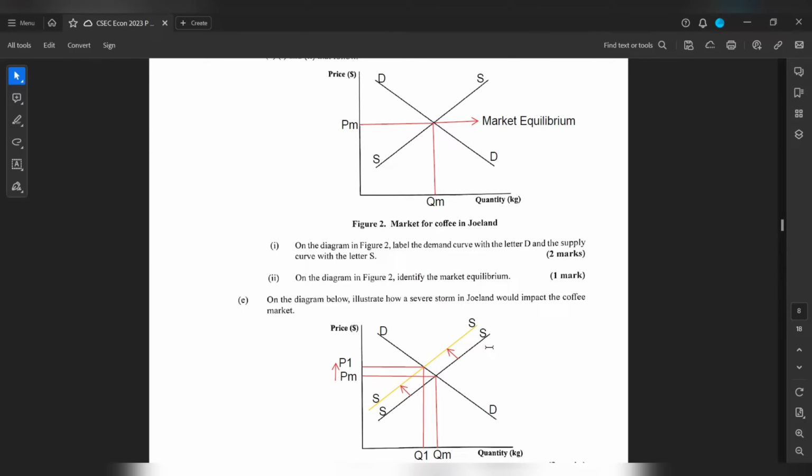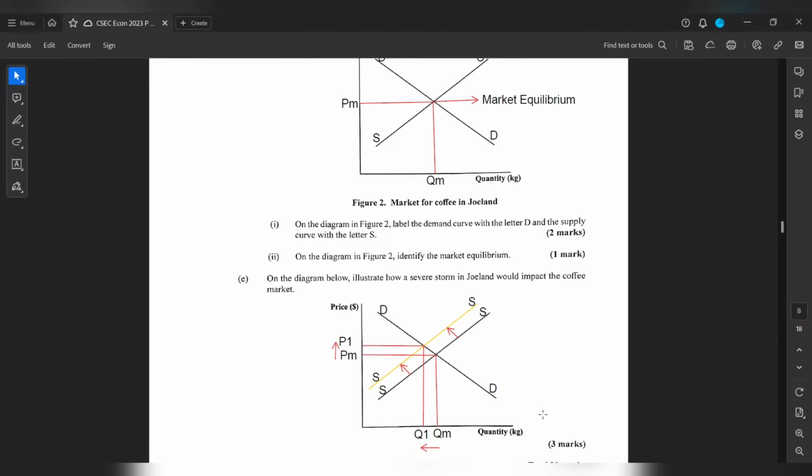highlighting that there is a change in supply, that is, supply has decreased overall, because weather, as we know, is a condition of supply and if it is severe, can cause supply to decrease, highlighting a shift of the supply curve to the left, of course. As a result, the equilibrium quantity will decrease to Q sub 1 and the equilibrium price will increase to P sub 1.